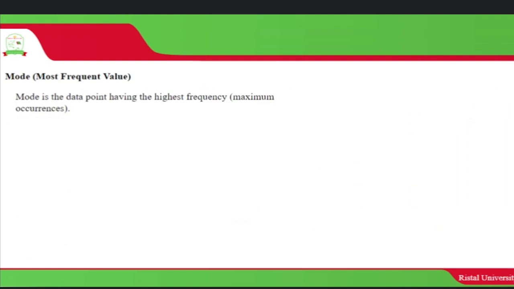Let's move ahead to the mode. The mode is the data point having the highest frequency in the data set. An example may be the most common type of disease symptom in a population, maybe during an outbreak. For example, during the most recent COVID-19 outbreak, the most common symptom was cough.